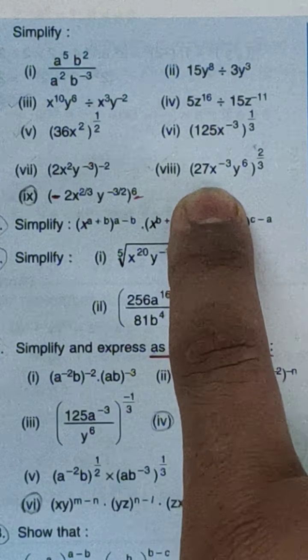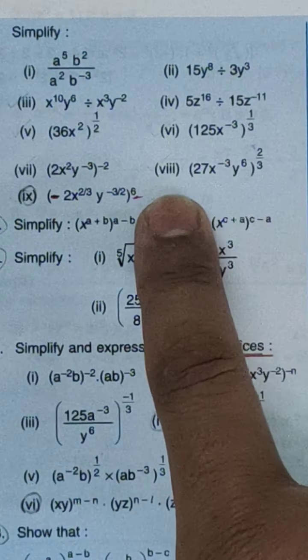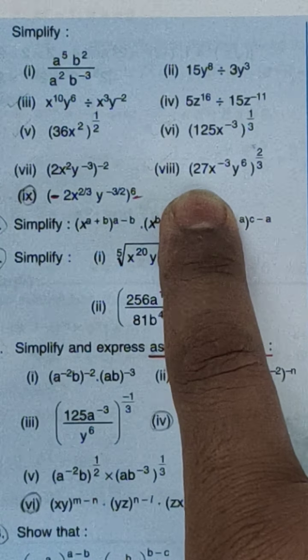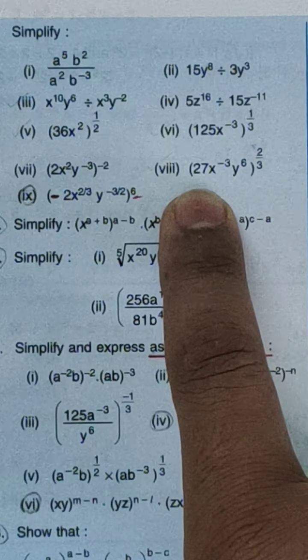Here this one, here also convert this 27 into powers. That will become 3 cube, x to the power of minus 3, y to the power of 6 whole to the power of 2 by 3. Here also use the formula a to the power of m whole to the power of n will become a to the power of mn.